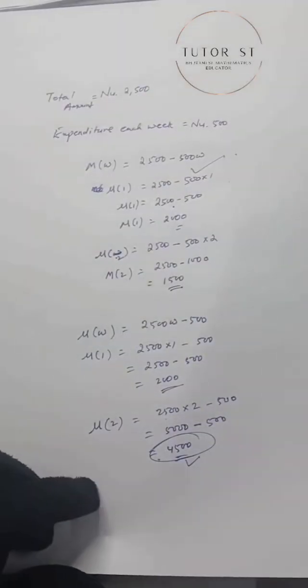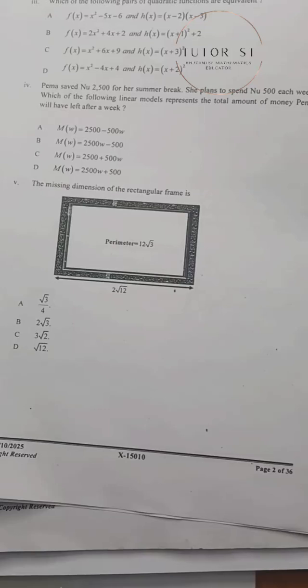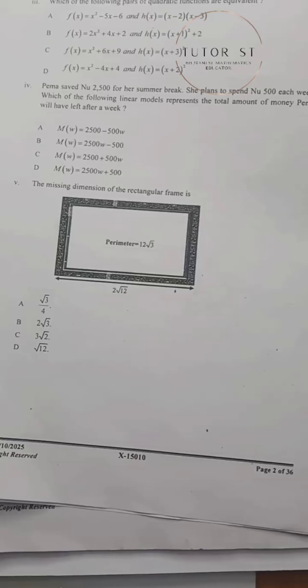Let us go to sub question 5. Sub question 5 is a question from radicals. This is the question. You are asked to find the missing dimension of the rectangular frame.